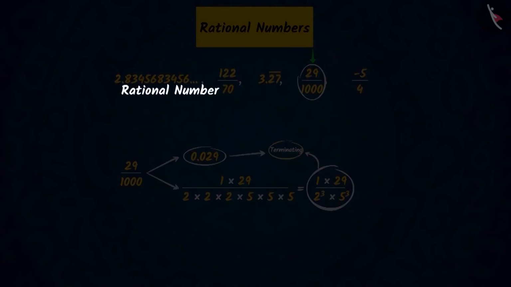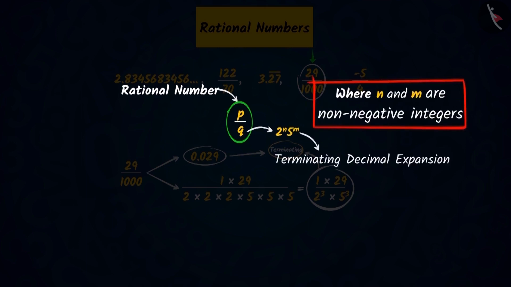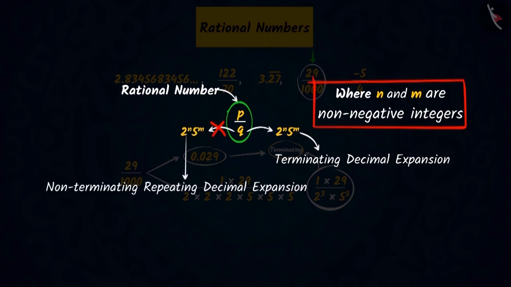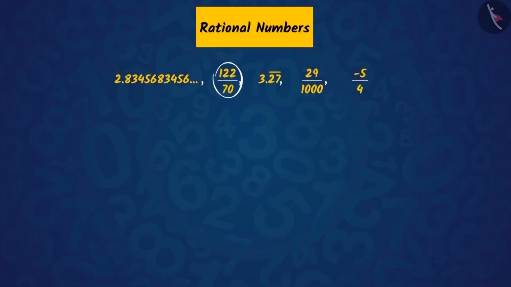Because we learned that in a rational number p upon q, if q is in the form of 2 raised to n into 5 raised to m, the decimal expansion of such a rational number will be terminating. And if q is not in the form of 2 raised to n into 5 raised to m, the decimal expansion of such a rational number will be non-terminating, repeating, as you can see in this number.